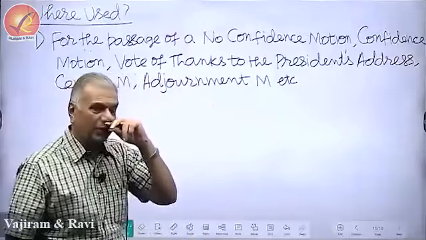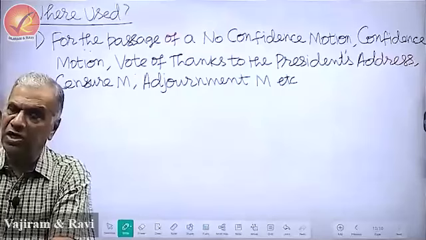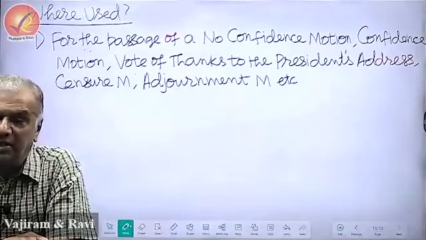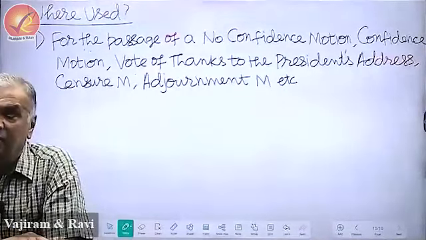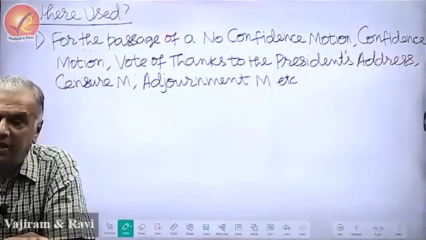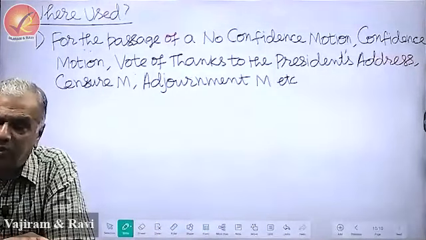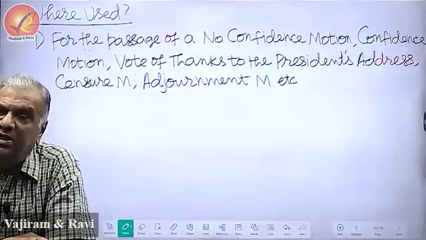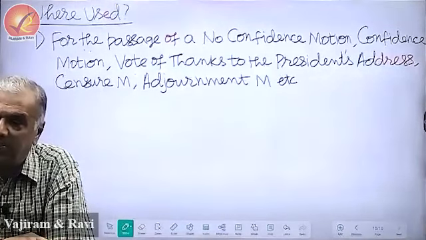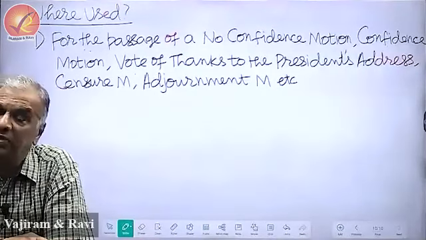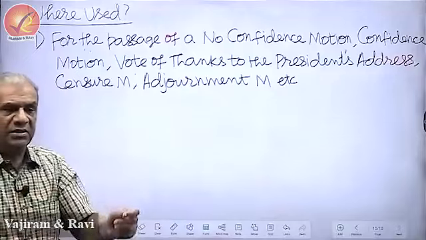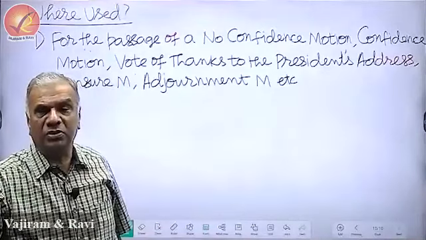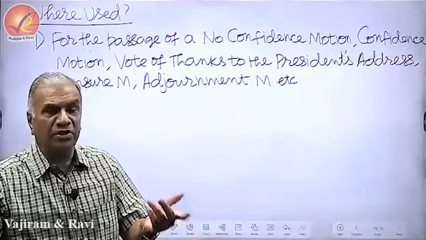Then the next is the confidence motion. The confidence motion is not provided in the rules of procedure of the Lok Sabha. It emerged as a convention subsequently. For example, in 1979, when Chaudhry Charan Singh was appointed as the Prime Minister of India, the President gave a direction to the Prime Minister to prove his majority within 3 weeks.